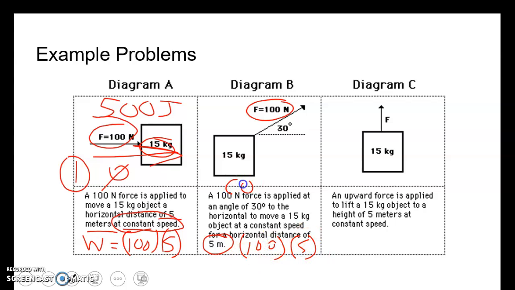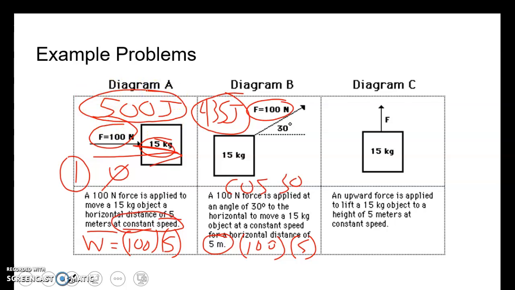But now we're multiplying it by the cosine of 30. So when we take 100 times 5 times the cosine of 30, we get work of 435 joules being done. So when we're at an angle, we get less work being done.